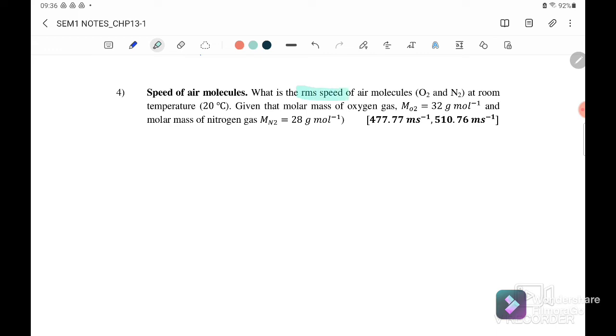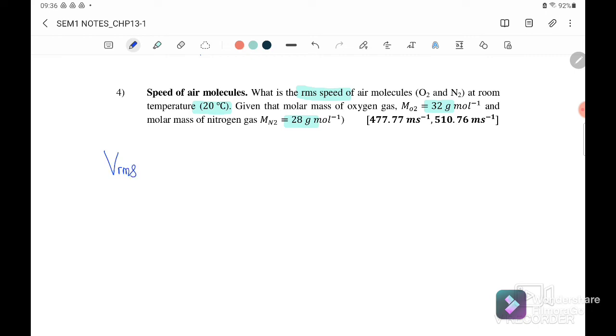Last question, question number 4, the speed of the air molecule. What is the vRMS of the air molecule at room temperature 20 degrees Celsius? So this one later we need to convert into Kelvin. Given that the molar mass of the oxygen is 32 grams and the nitrogen is 28 grams per mole, we must find vRMS.